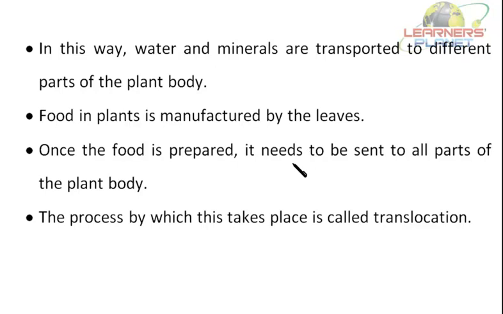So, remember that in this way, water and minerals are transported to different parts of the plant body, and food in plants is manufactured by the leaves. Once the food is prepared, it needs to be sent to all the parts of the plant body. This process is called translocation, which exclusively takes place in phloem. Right?